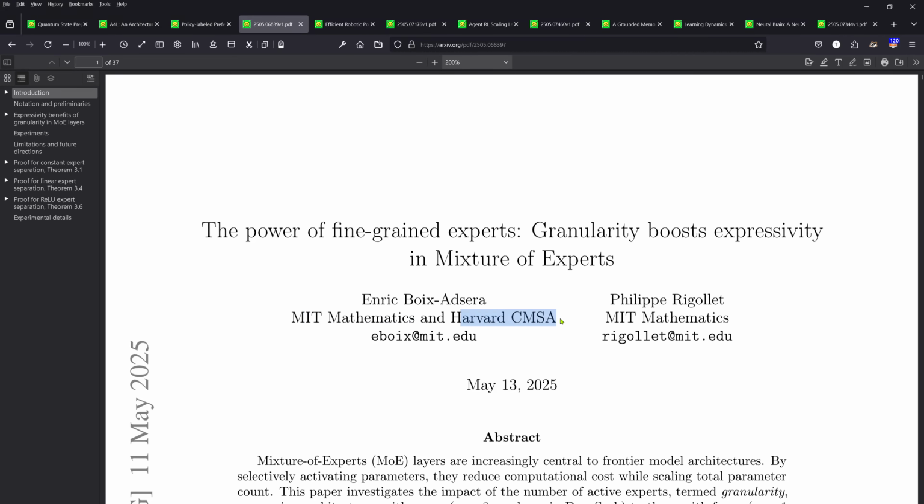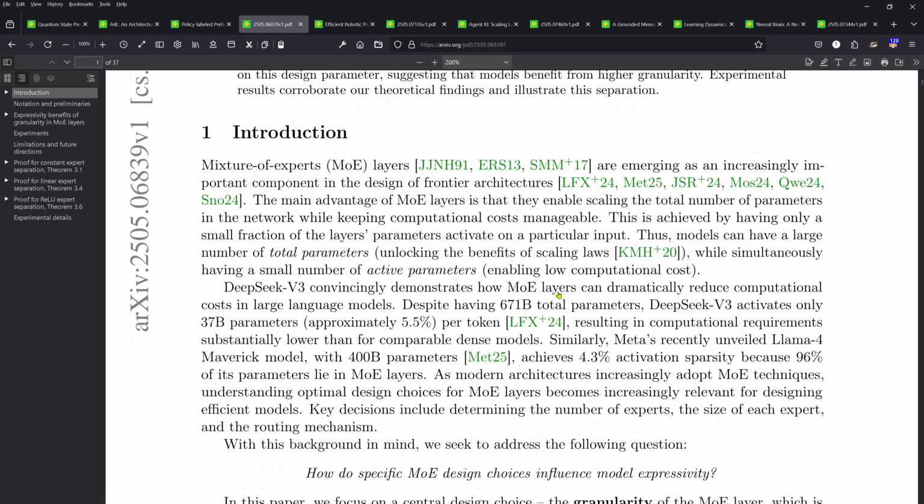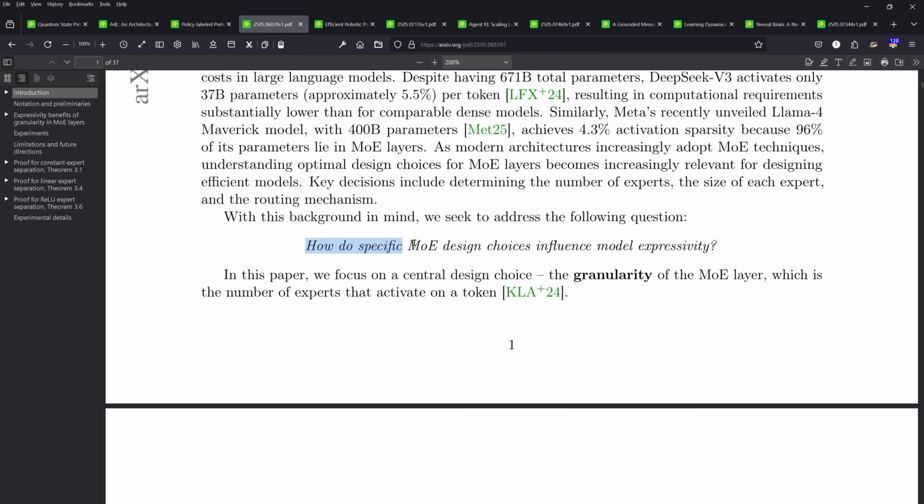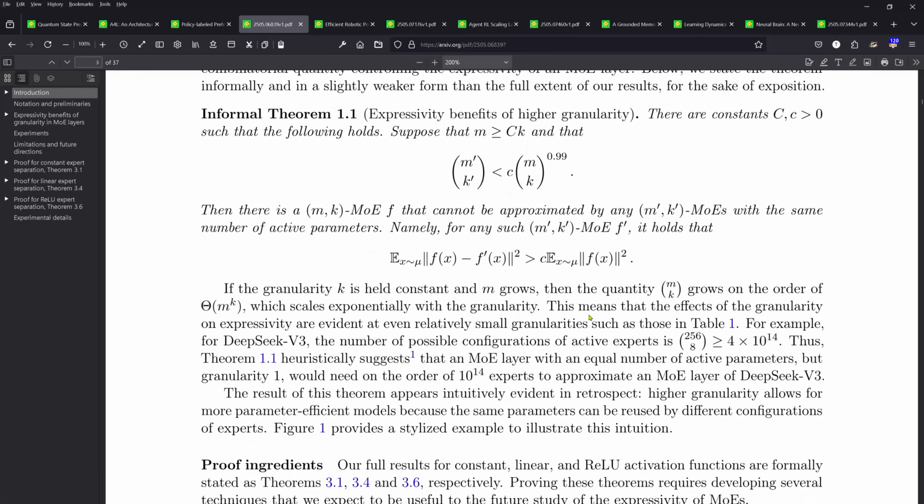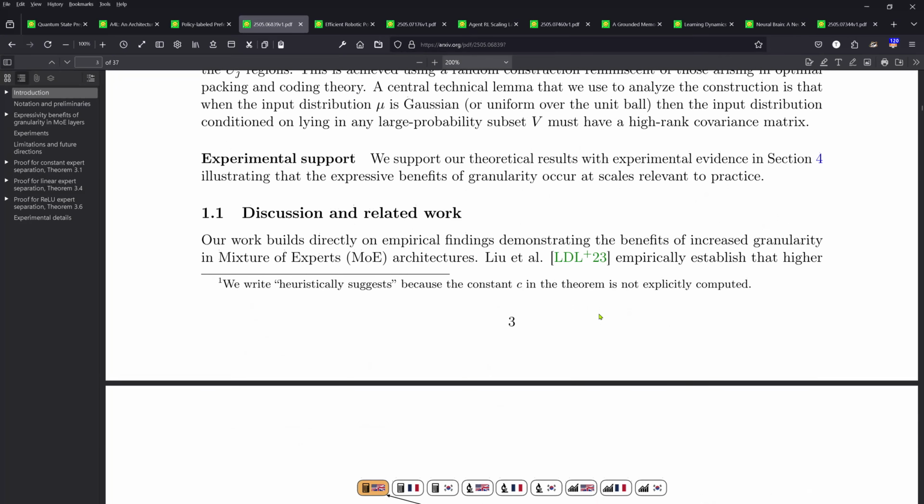So if you enjoy a little bit more abstract papers here, what about The Power of Fine-Grained Experts: Granularity Boosts Expressivity in MoEs? And they have a simple question: how do specific mixture of expert design choices influence the model expressivity? And if you are into this, hey, I can guarantee you're going to enjoy this paper.